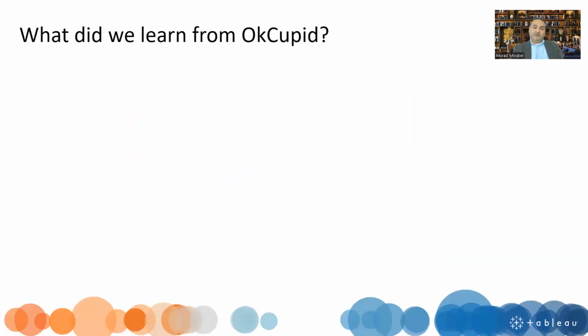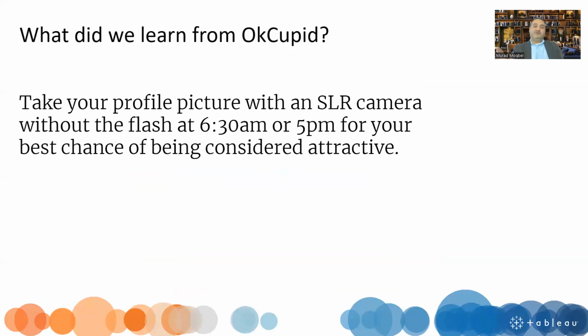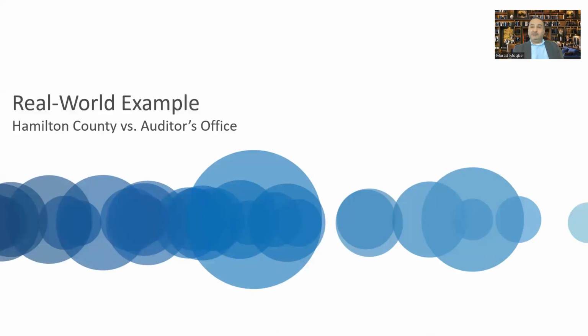So let's look at the exact conclusion from what we have just learned today from those graphs. So what did we learn from OkCupid? So first, take your profile picture with an SLR camera without the flash at 6:30 a.m. or 5 p.m. for your best chance of being considered attractive, right? So this is a beautiful conclusion based on what we have learned from those charts.